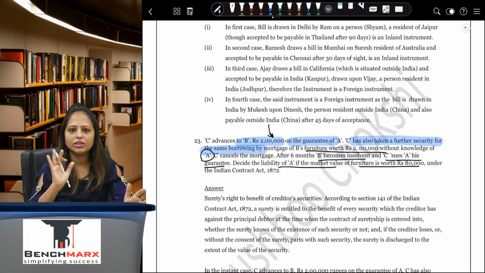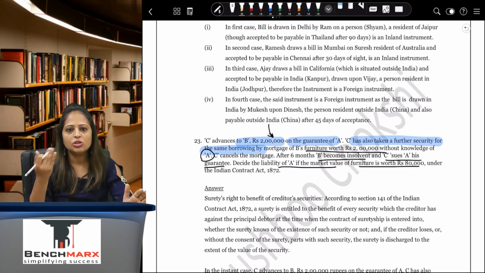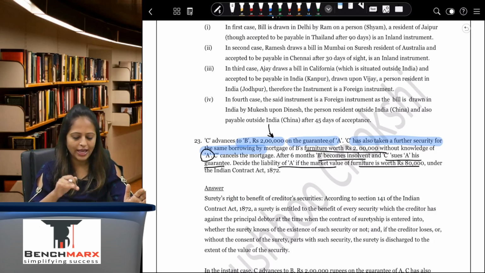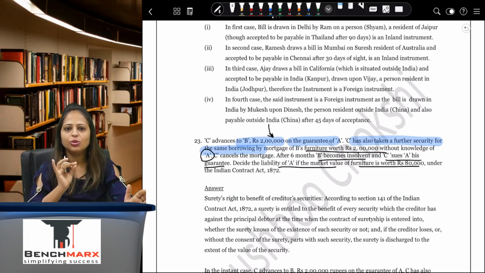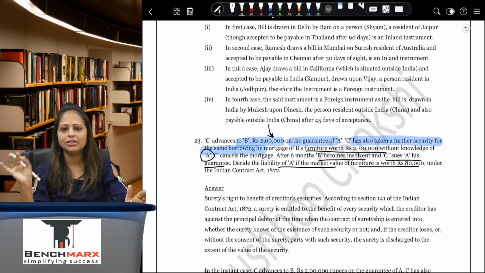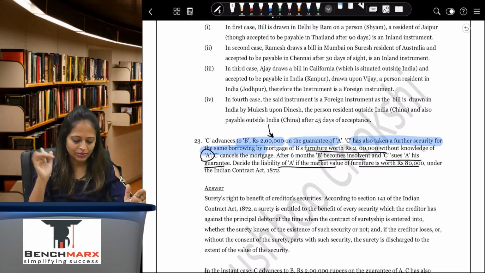So 2 lakh worth of furniture, but today the market value of furniture is 80,000 rupees. So here the surety will have to pay, instead of 2 lakhs entire amount of default, he will have to pay only 2 lakhs minus 80,000, that is 1,20,000 rupees.